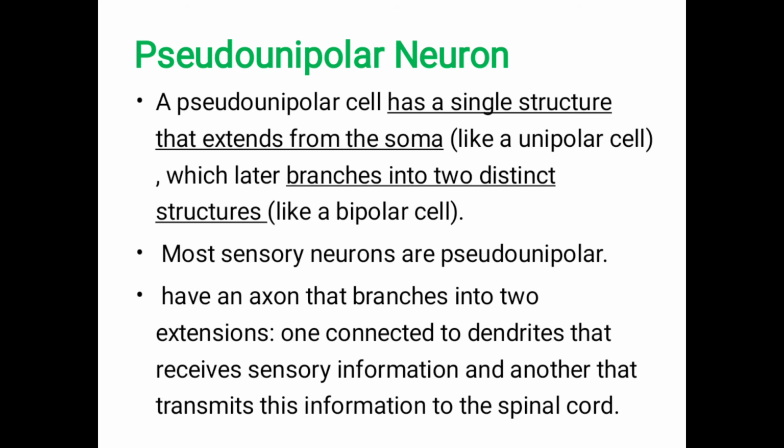The last one is the pseudo-unipolar neuron. The pseudo-unipolar neuron has the characters of both the unipolar cell and the bipolar cell. The unipolar cell character is that it has a single structure that extends from the soma, and the bipolar cell's character is that later this single structure branches into two distinct structures.